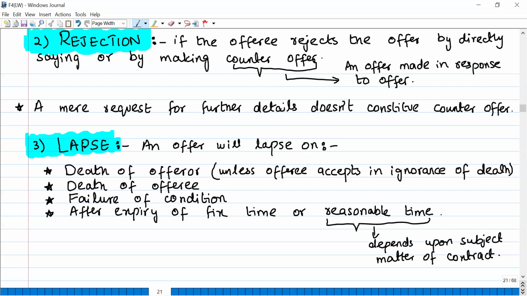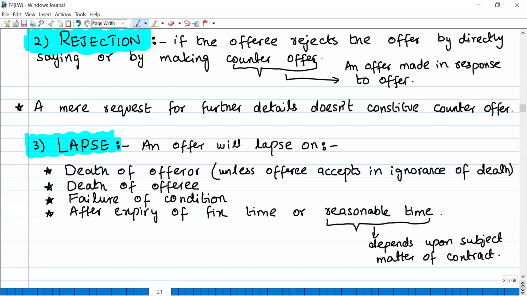Reasonable time means everything has some reasonable time. For example, if I make an offer to you for selling a mobile phone, and you respond to me after 12 months, and say, oh, I have accepted your offer. No, you cannot do that. Why? Because the reasonable time is past, the offer has lapsed. Now reasonable time depends upon the subject matter of the contract, regarding which thing the contract was going to be made or the offer was going to be made.